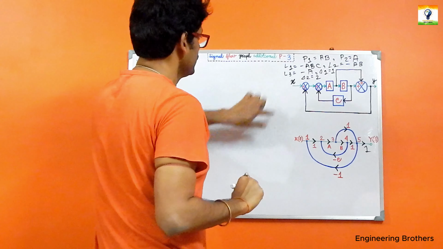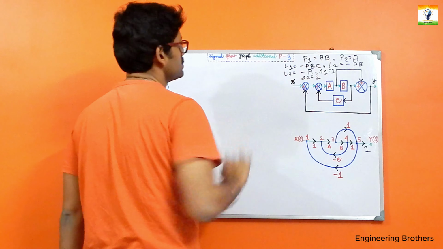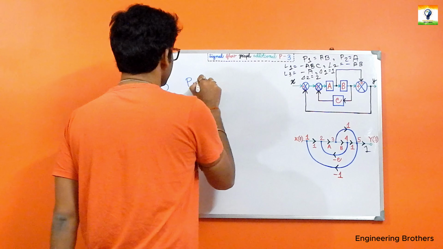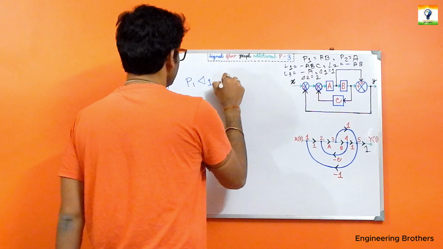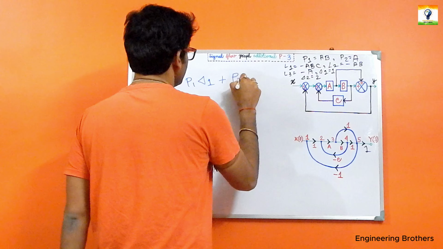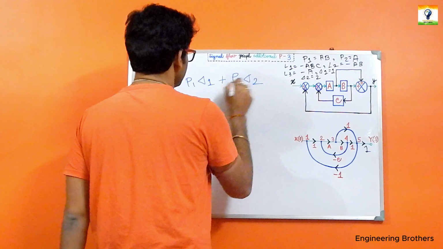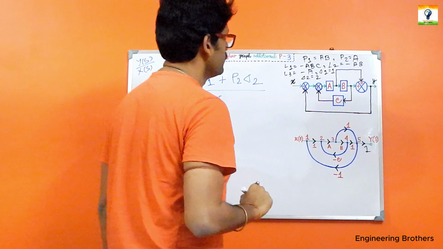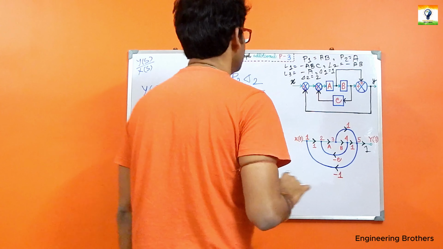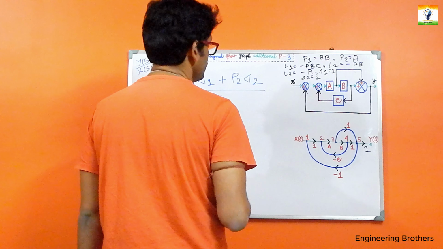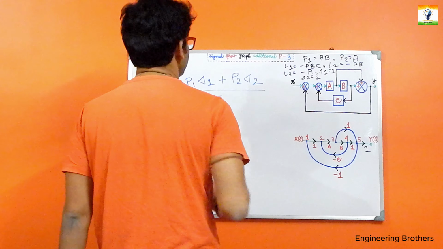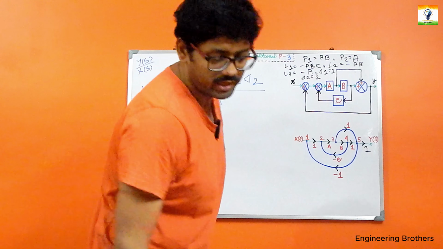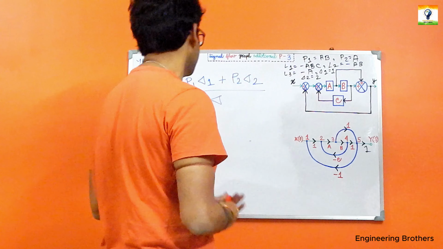The formulation will be, as we have got two forward paths over there, P1 that is directly associated with our delta 1 plus P2 that is directly associated with our delta 2 divided by our delta over there. We have got the values for our P1, P2 over there, and P1 delta 1 is known, P2 delta 2 is also known. Now let us find out what is the value for our delta.